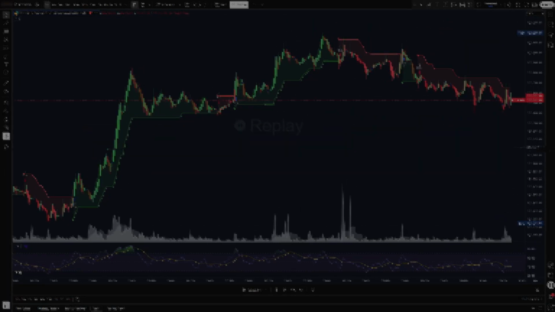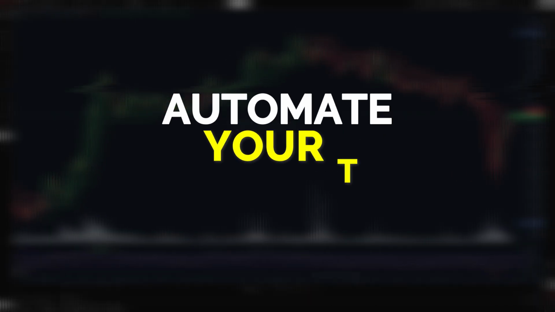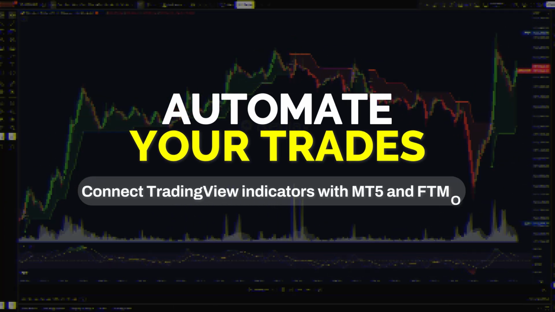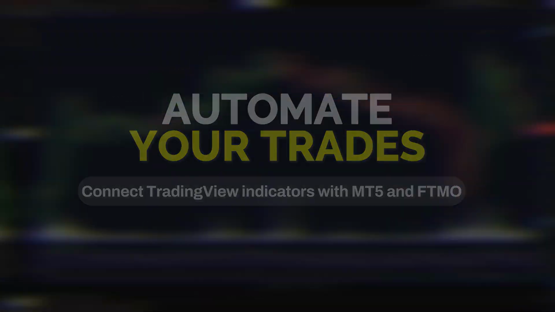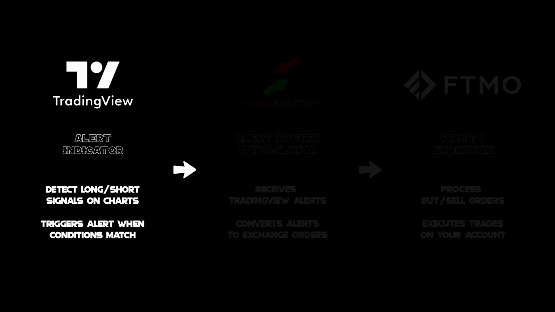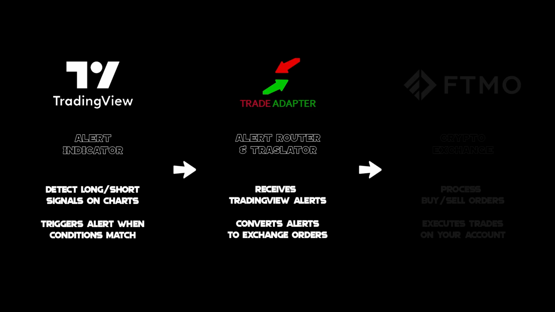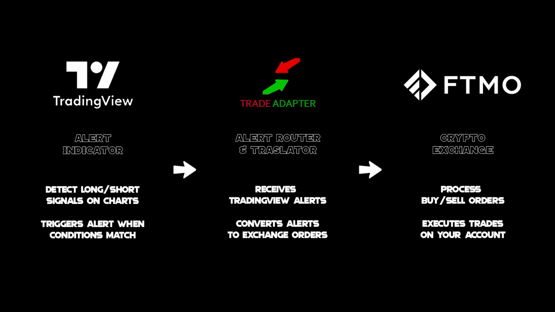Today we'll show you how to connect your TradingView strategies with MetaTrader 5 and FTMO using TradeAdapter to automate your trades. Before we start, let me show you how this works. TradingView generates the buy and sell signals. TradeAdapter receives those alerts and converts them into real orders. FTMO executes the trades directly on your account. That's the full automation flow.